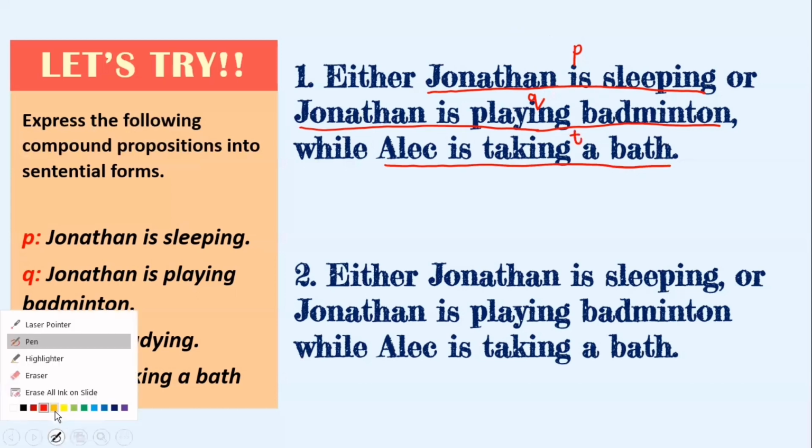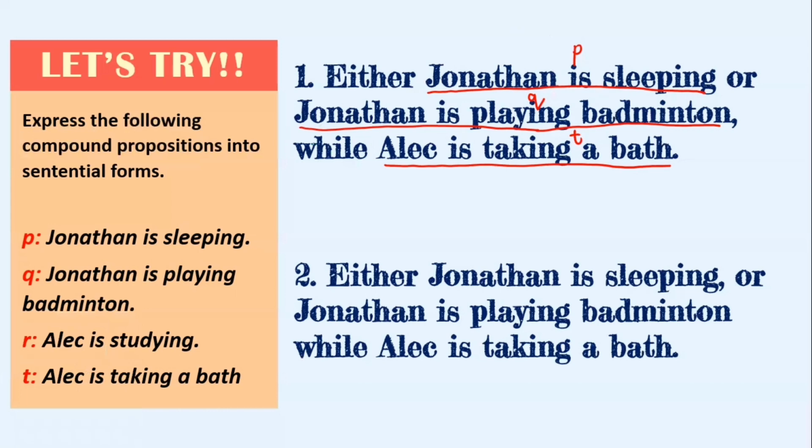And tingnan natin yung mga connectors or operators na ginamit. So may ginamit kang while, and of course, while ito yung sa may end. So yung symbol natin dyan yung inverted na D. And then gumamit tayo dito ng either. So may either ka at or. Ibig sabihin, ito ay yung V natin or yung disjunction. So kung mapapansin mo sa statement, may comma. Ibig sabihin, kung nakakama yan, nakaseparate yung either Jonathan is sleeping or Jonathan is playing dito kay Alec is taking a bath. So therefore, ito ay naka-parenthesis.